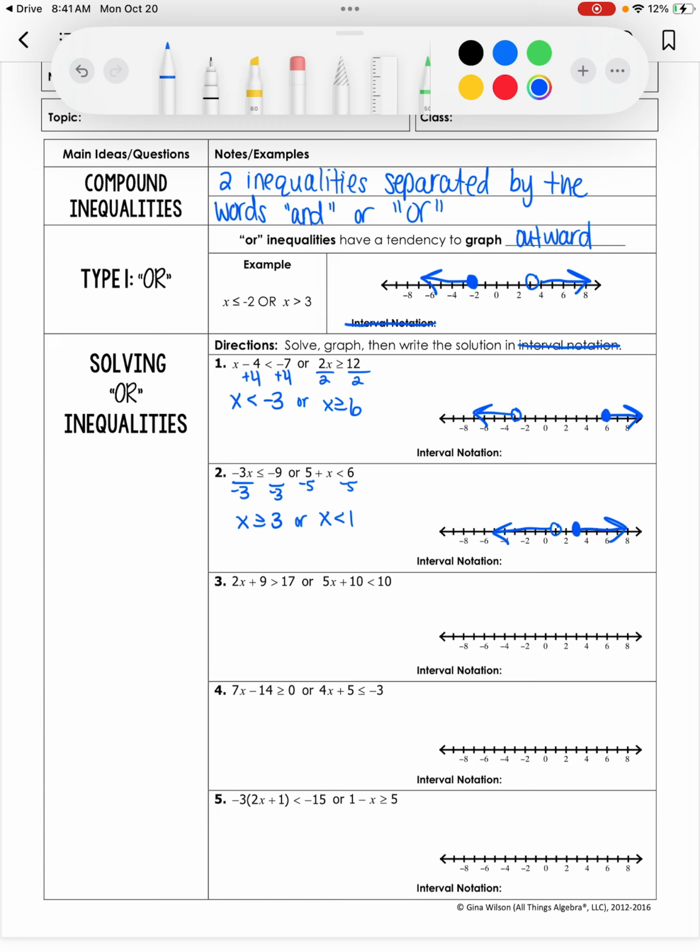As you move forward, we're going to be required to do some more work here. So this is going to require 2 steps. We would subtract 9 from both sides and get 2x is greater than 17 minus 9, which is 8.